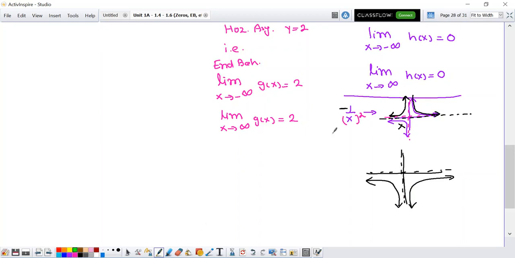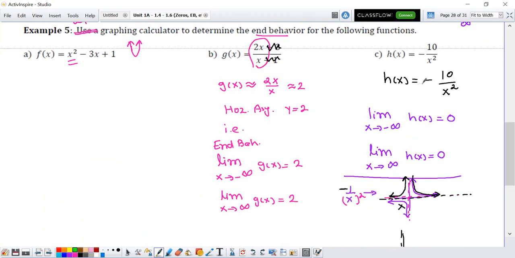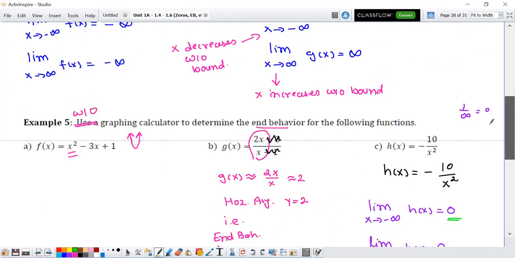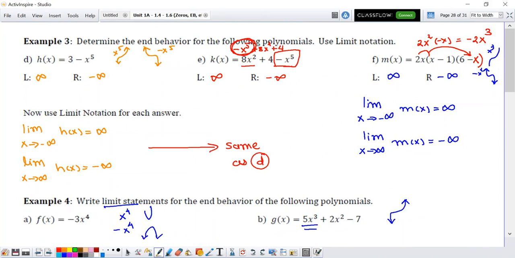So you can confirm that x goes to negative infinity is 0, x goes to infinity is 0, and we call this a bottom heavy function because the variable is in the denominator, and as x goes to infinity, it always becomes 0. So I'm wrapping up this end behavior using limit statements. Make sure you should be able to do it from the graph and from the equations.